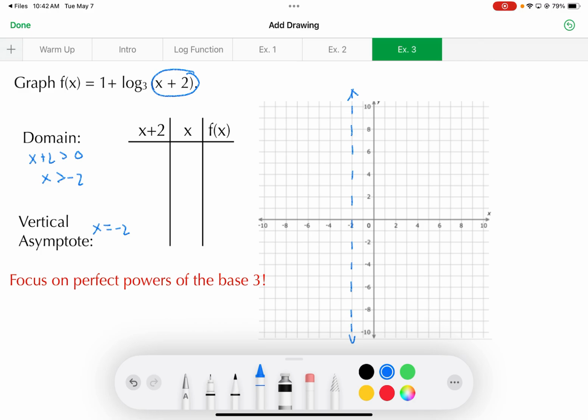All right, so now that the base is back to being a 3, I need perfect powers of 3. I'm going to use 1, 3, 9, and how about a 1/3? I want x plus 2 to turn into 1. What should x be then? Negative 1. Negative 1 plus 2 is 1. Log base 3 of 1 would be 0. 0 plus the 1 out in front would be 1. So we're plotting (-1, 1).